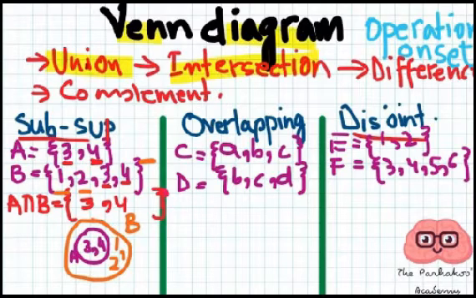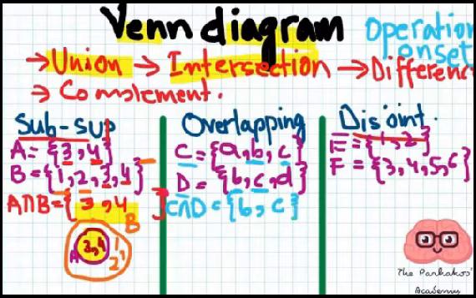Now since intersection only covers the common elements, here we are going to highlight only the elements which are common. Here we are not going to shade everything, that is the union. In intersection we are just going to shade the common part. So here 3 and 4 are the common. Let's move on to the second one, which is the overlapping. So here we have C equals ABC, D equals BCD. Now C intersection D is equal to, here we have B and C common.